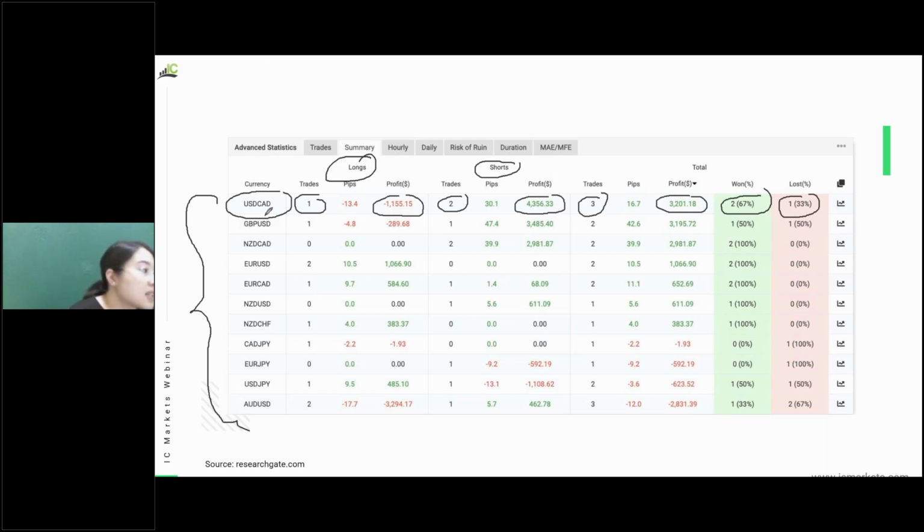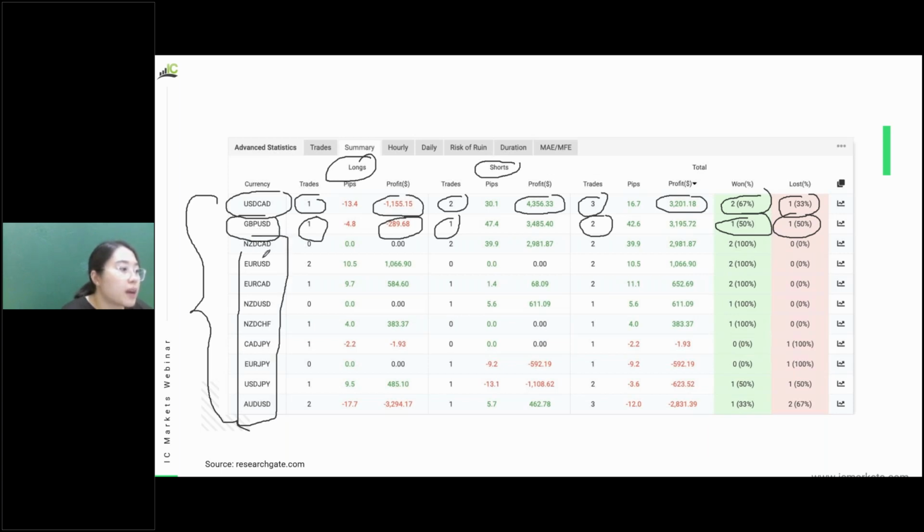So that's that. We can see the next pair, GBP USD, one trade for long, one trade for short. In total, two trades were taken. For the long we lost, so the win rate is 50-50. You can see it goes on. It will just keep track of all the pairs you are trading, how many longs you took, how many shorts you took, the total from that pair, and your win rate ratio.